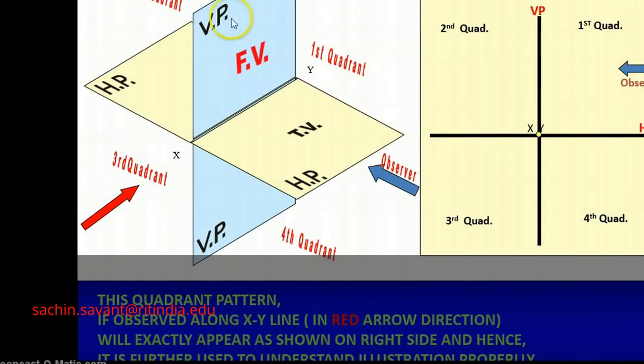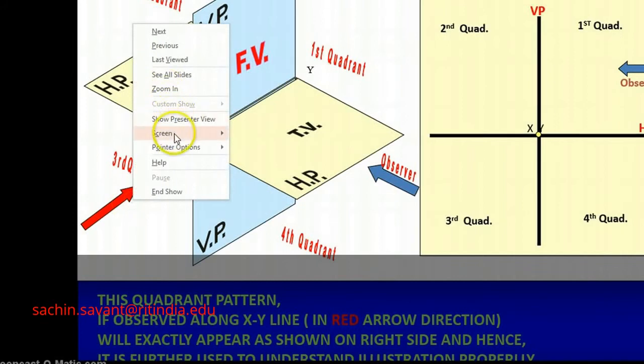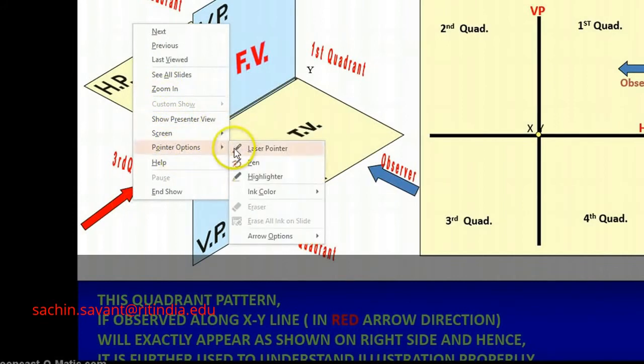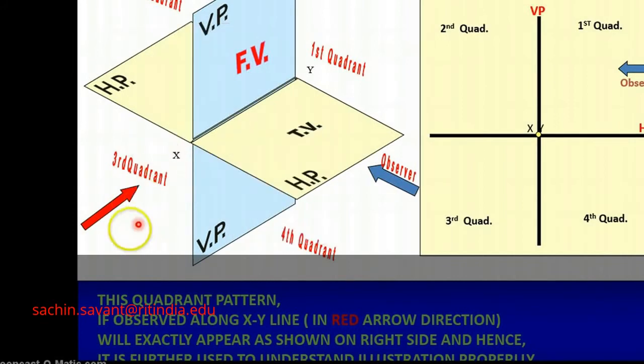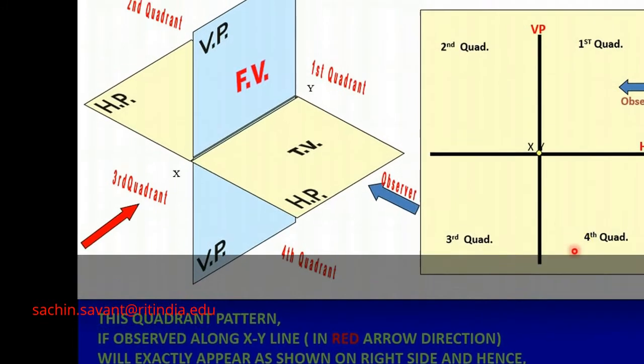First, this one is the first quadrant, second, third and fourth, and this is the view that we are obtaining from this direction. This is the view that we are obtaining from this red arrow direction, that is first quadrant, second quadrant, third quadrant, fourth quadrant.